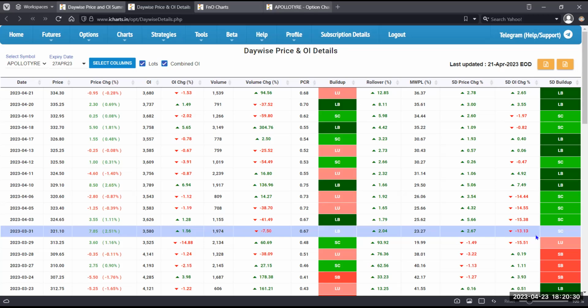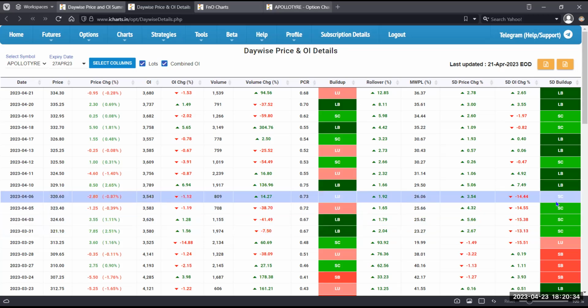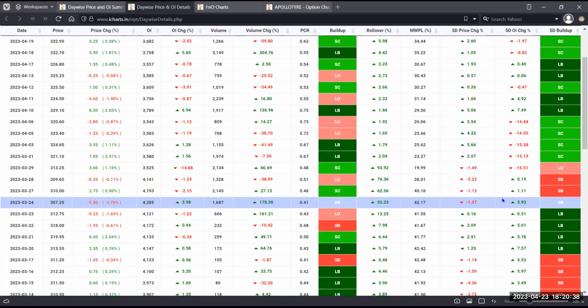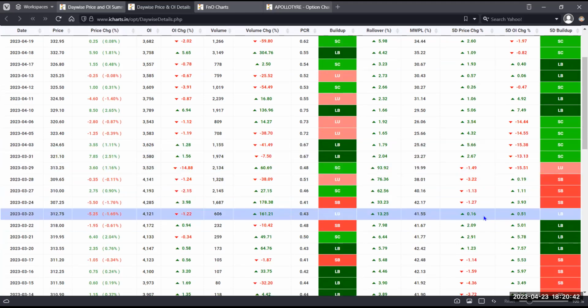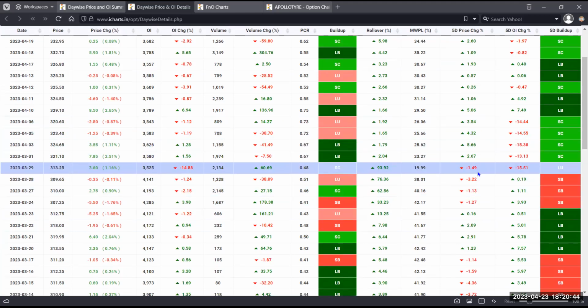So I think that is where, if we are able to identify some sort of, or get a better signal maybe, then this can be used on a positional basis. We can ride the trend using this.